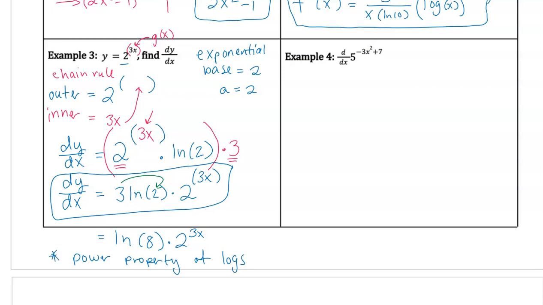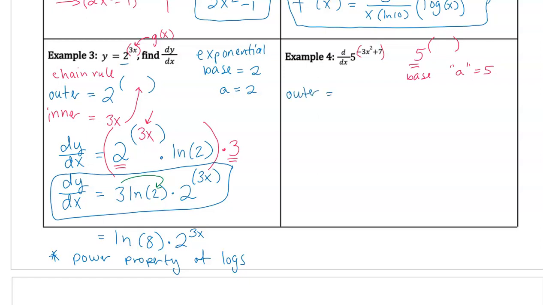Okay, so example 4 is another type of derivative of an exponential function that's just a little bit more complicated. So in this example, I'm using an exponential function, so it's like 5 to a power. So the 5 is my base. So the a in this case is 5. So I'll have to multiply by the natural log of 5 when I'm doing the derivative of the outer layer. So let me just start by writing that out.